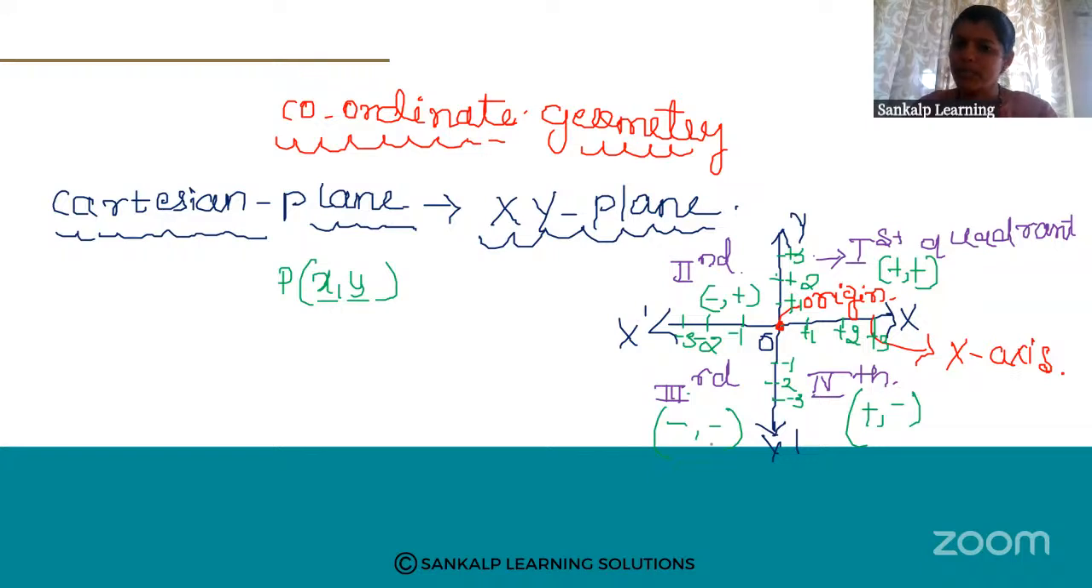So this is about the Cartesian plane. The Cartesian plane is nothing but the XY plane, where we observe four quadrants: first, second, third and fourth. Where the x and y axes meet, that point is the origin, which has coordinates (0, 0), because x is 0 and y is also 0. Remember this. Next comes what we are going to learn in this chapter.